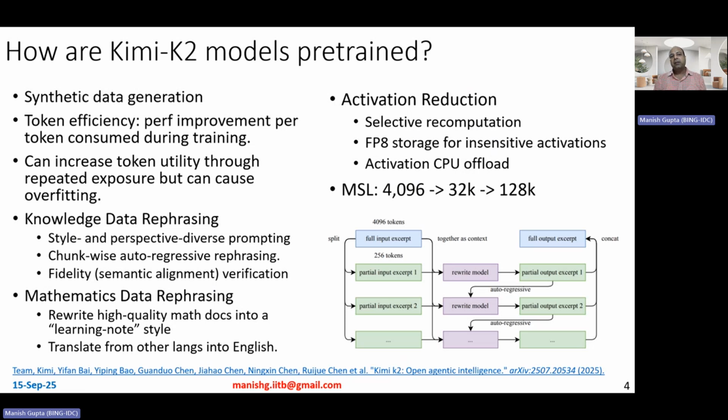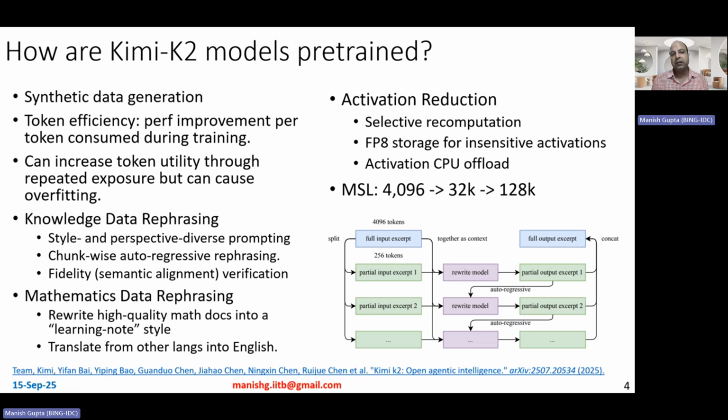Okay. So further, how are the Kimi K2 models pre-trained? Well, they are pre-trained using a whole bunch of synthetic data generation, to improve on the token efficiency. What is token efficiency? Well, how much improvement can you get in the model per token which is consumed during pre-training, right?